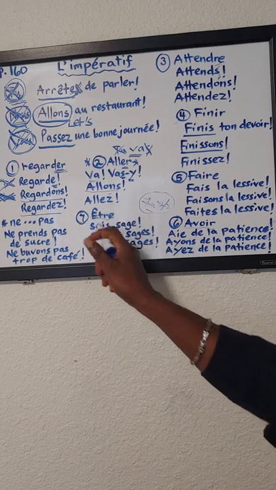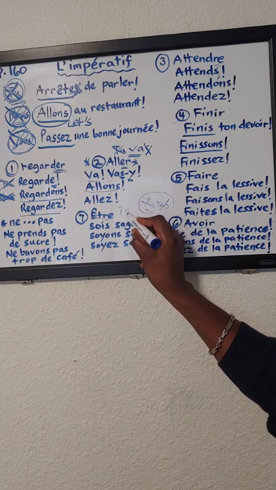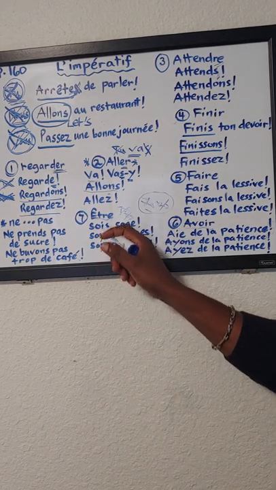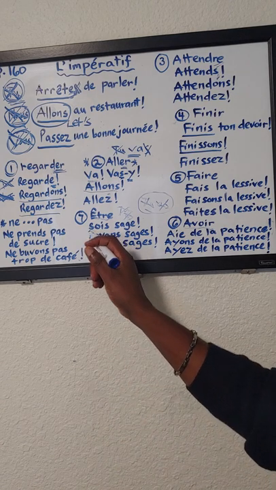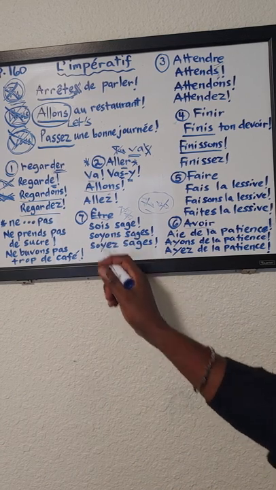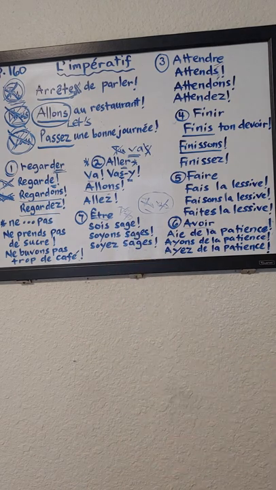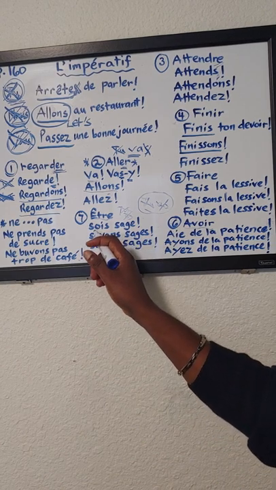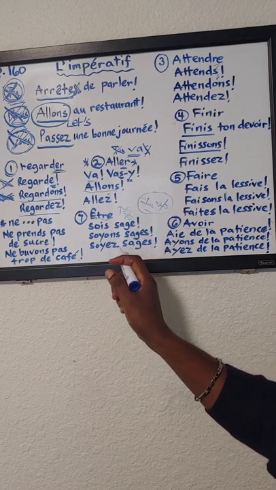Now, when it's the verb être, you know, it's tu es, right? You don't use es. You use these forms of the verb to do the imperative, to give your commands, or to give your advice, or to give your suggestion. So you use sois, soyons, soyez. Sage means wise, W-I-S-E. So be wise, right? Sois sage, be wise.